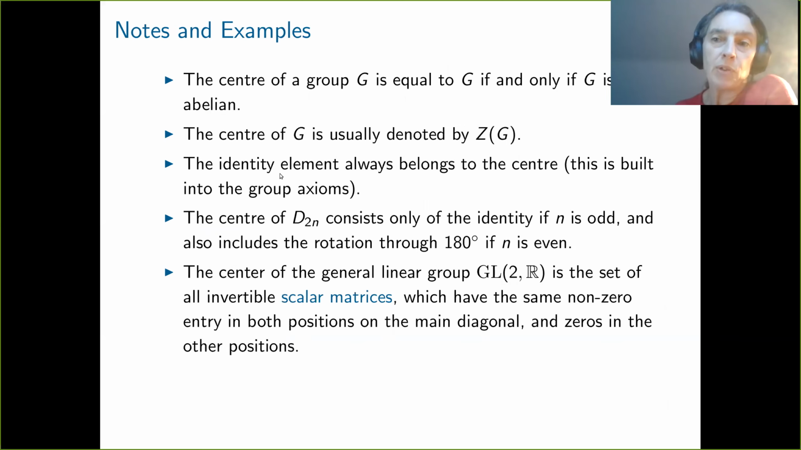Third comment, this is an important one. It's a technicality, but it's an important one. The identity element always belongs to the center. Why? Well, that's written into the group axioms. The specification of what the identity element does in the group axioms is that it's an element which has a neutral property with respect to the operation, both on the left and on the right. So the identity element of G has the property that composing it with any element X, in the form identity composed with X or X composed with the identity, always gives X.